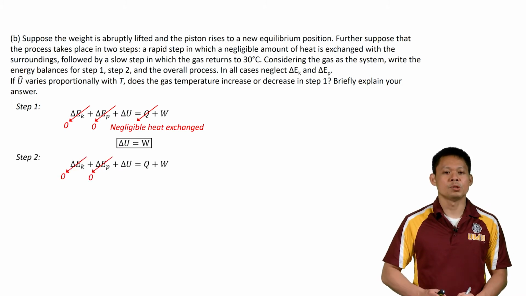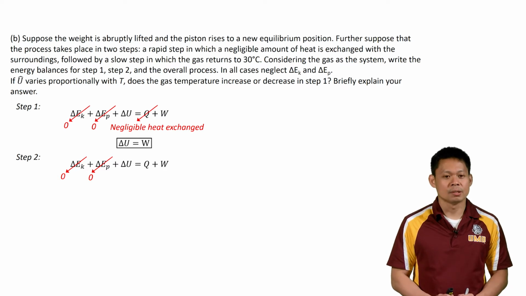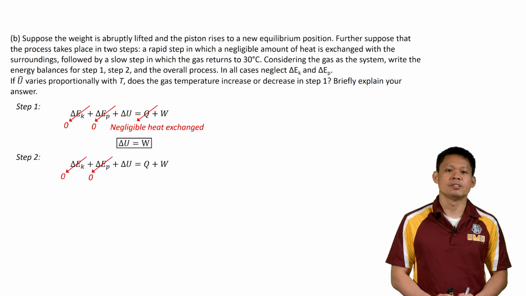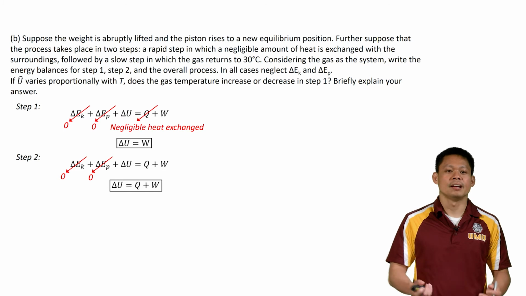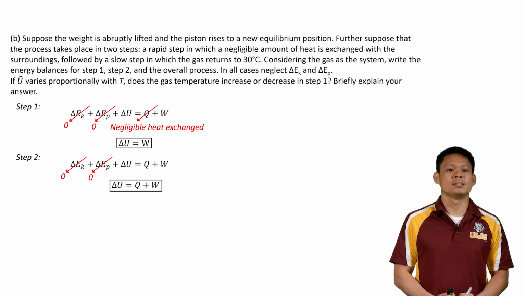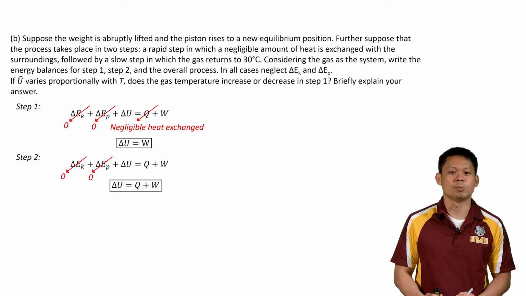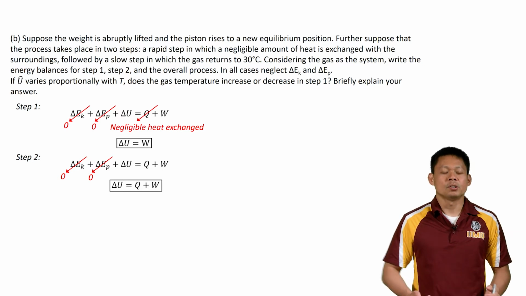So now let's look at step 2. Similarly, we have our kinetic and potential energy changes to be negligible. Now in this case, that's all we have essentially, so there's nothing else that we can simplify. And so in step 2, our energy balance simplifies to delta U equals Q plus W. What about the overall process?